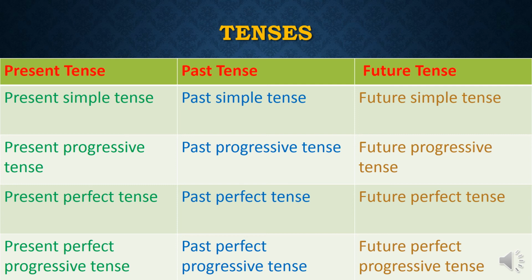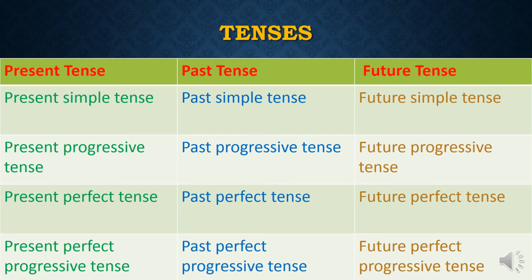My name is Rimsha Khan and today I am going to tell you about different tenses in English grammar. There are three main tenses: the present tense, the past tense and the future tense. The present tense contains four forms: present simple tense, present progressive tense, present perfect tense and present perfect progressive tense.